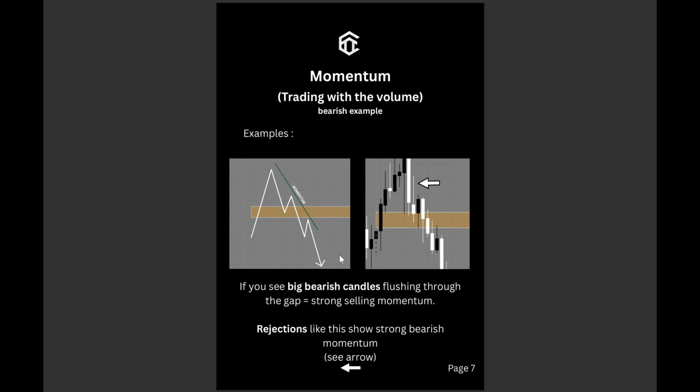Another key confluence that we use is momentum. Sounds simple enough, right? However, I see so many traders get this wrong. Let me explain. This is a bearish example, and it's the same for bullish as well. You can see here that if you see big bearish candles, such as the following, and it's flushing through the gap, this is very strong momentum. You can also see here through the wicks that this is a strong rejection, showing there's a lot of sellers within this area of the market. And with this momentum, we create a gap and we flush and candle close straight through.